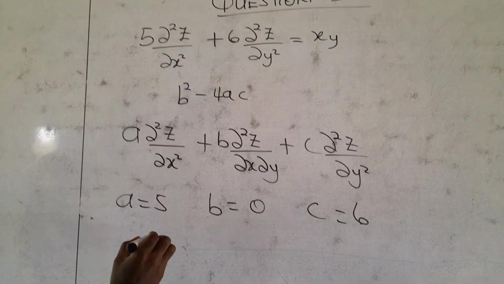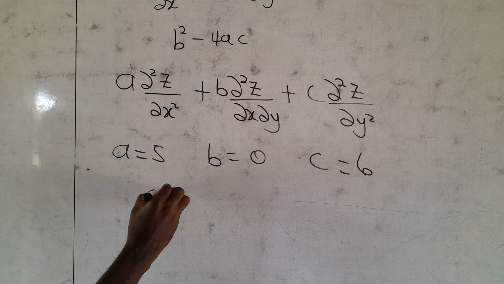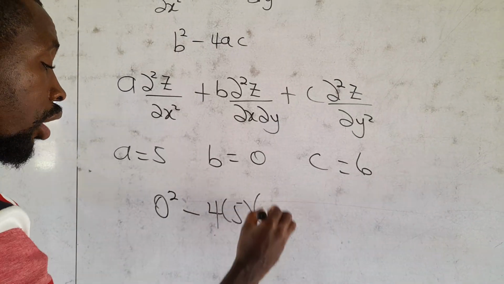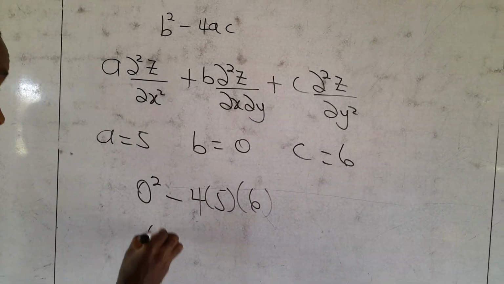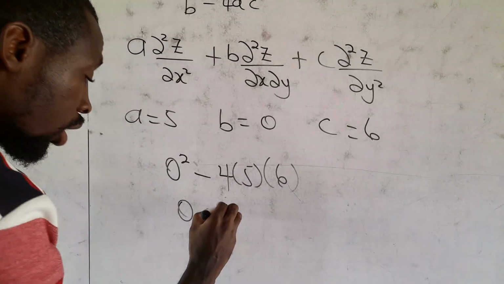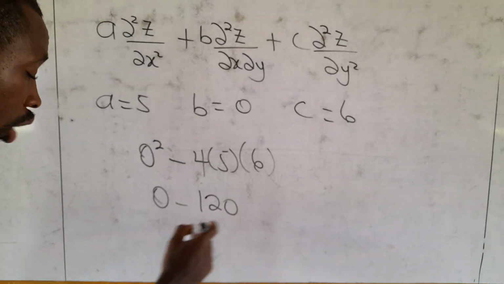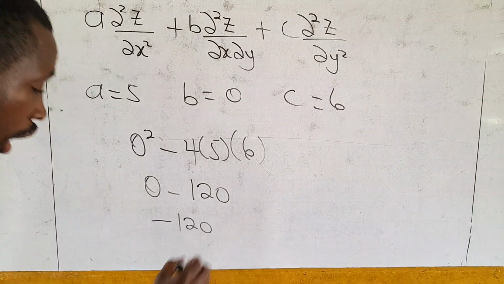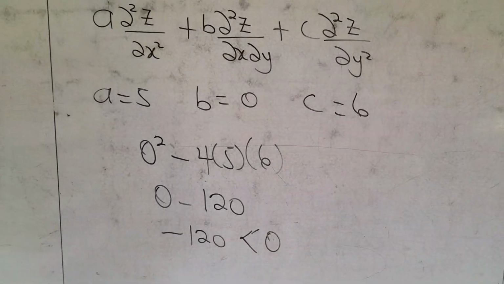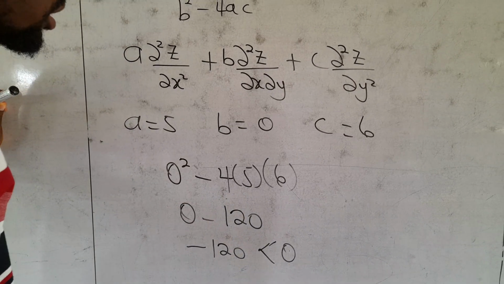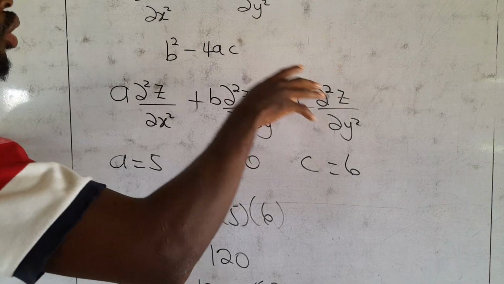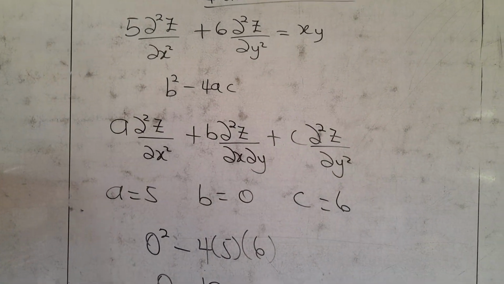So we substitute. You can say 0 square minus 4 times 5 then times 6. 0 square is 0 minus 4 times 5 is 20. 20 times 6, that will be 120. 0 minus 120 will be negative 120. And negative 120 is less than 0. So since it is less than 0, classifying with reason, we can say that since b squared minus 4ac is less than 0, our partial differential equation is elliptic.